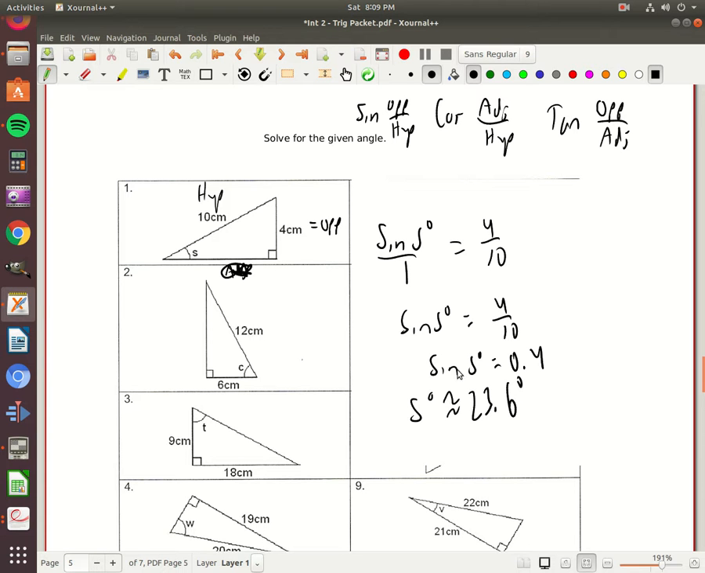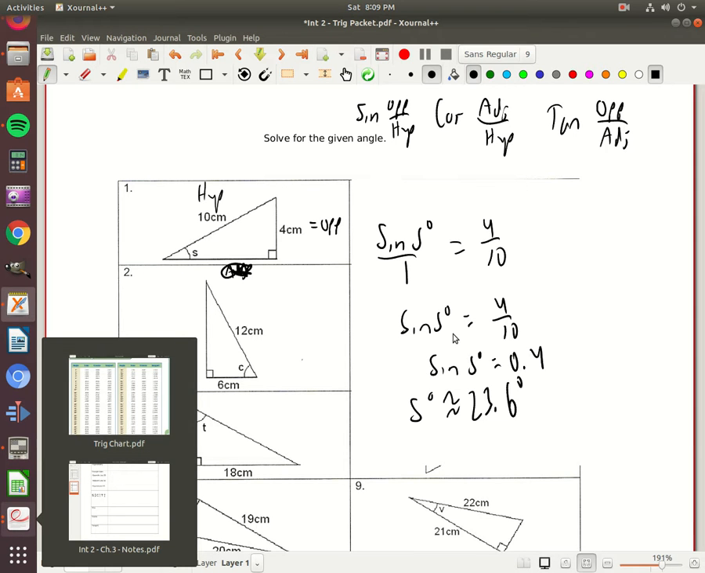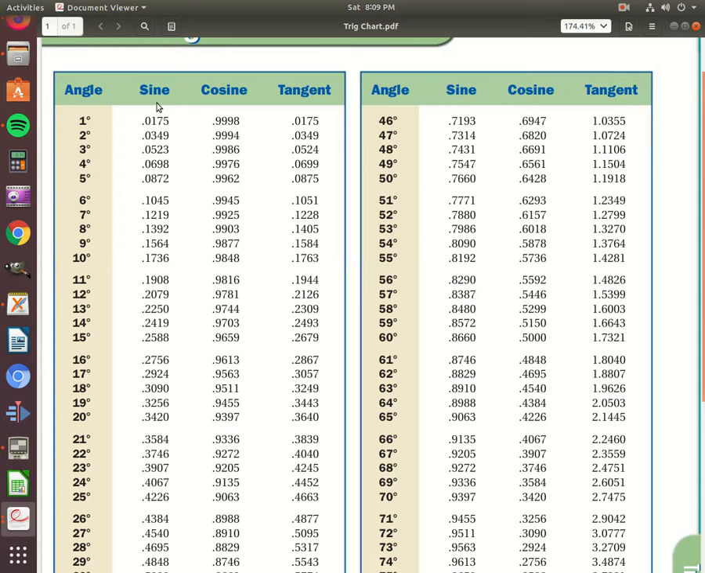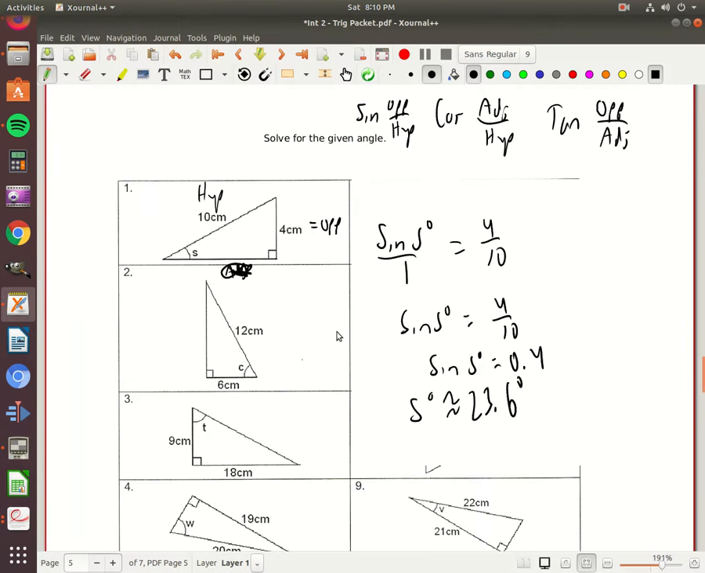And right now I'm going to show you one of the benefits of a calculator versus the trig chart. So I have the sine of 0.4. If I go with the sine of 0.4 and go down, you can see I get between 23 and 24 degrees. It looks like it's closer to 24 degrees. So if I'm using the trig chart, I'm going to say my answer is about 24 degrees, right? If I use my calculator, I'm going to say my answer is about 23.6 degrees. So you can see they're both close, but I definitely get a more precise answer using the calculator.